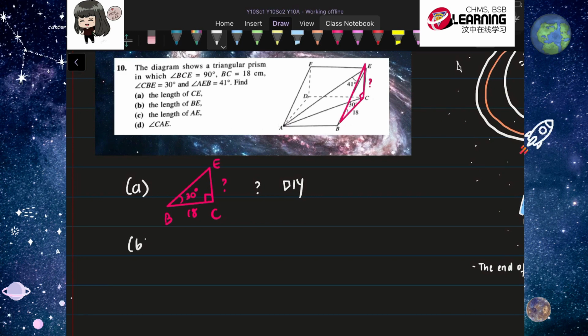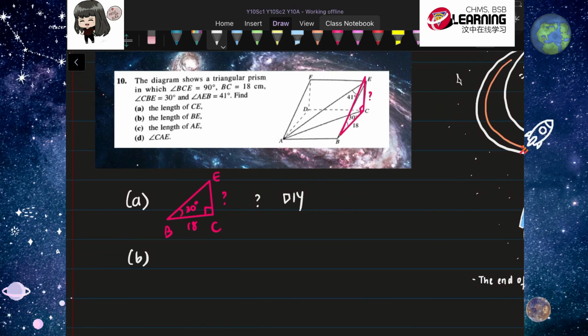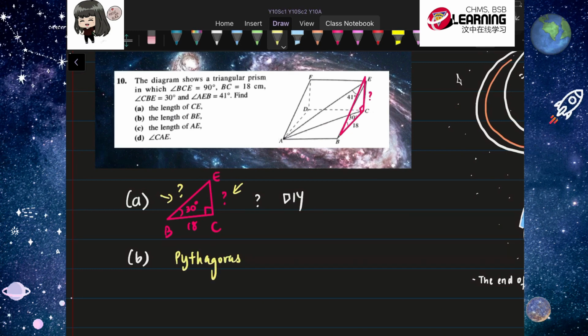Okay, B. Find the length of BE. BE is here. So if you already found your CE, you can find your BE already. So this one you can use Pythagoras Theorem to find the answer. Also do it yourself. Now part C, the length of AE. Okay, AE, there's another triangle here, you see. AE, we use this triangle.